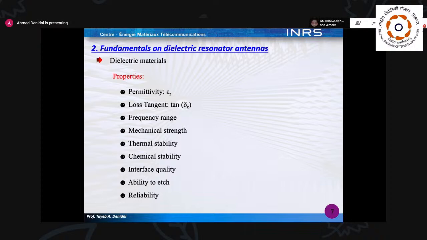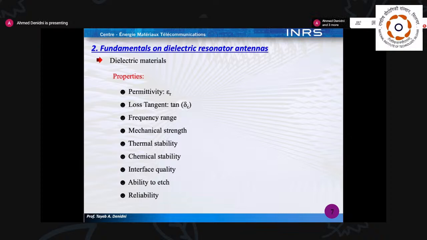This way we can see at least a few properties of materials that we need to check before we use this material in our design. And the most important, as I mentioned, are the dielectric constant, the loss and the frequency range, and the rest also the mechanical properties and the ability of etching some strips on the dielectric resonators.